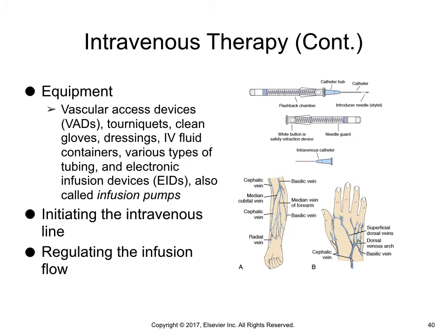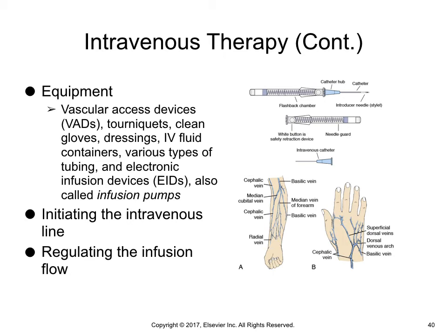Correct selection and preparation of IV equipment assists in safe and rapid placement of an IV line. Because fluids infuse directly into the bloodstream, sterile technique is necessary. Organize all equipment at the bedside for an efficient insertion. IV equipment includes a vascular access device, tourniquet, clean gloves, dressings, intravenous fluid containers, various types of tubing, and electronic infusion devices, also called infusion pumps.